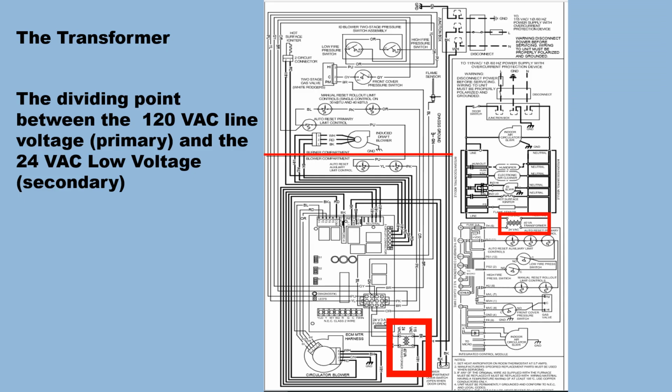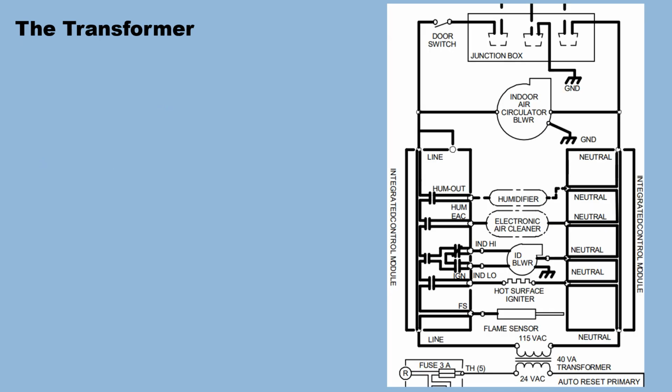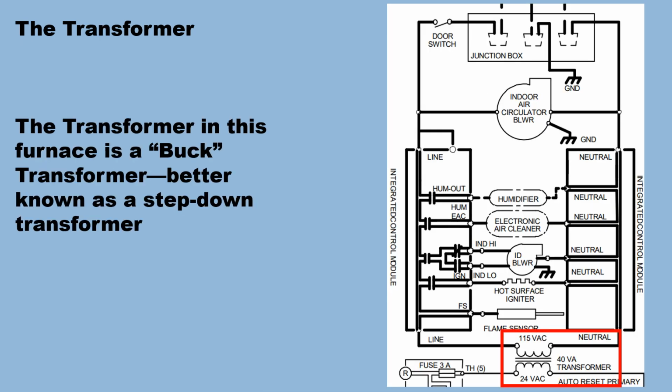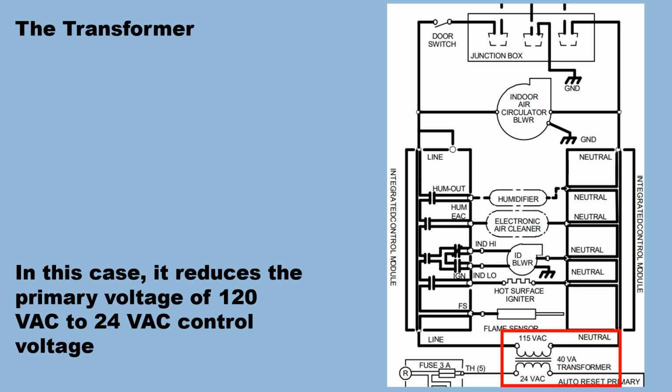And the transformer, basically the big thing about the transformer is that it's 120 volts AC line and 24 volts low voltage. And it does that through induction. And it's actually a buck transformer, but it's better known as a step-down transformer. In this case, it reduces the primary voltage of 120 VAC to 24 volts VAC control voltage.